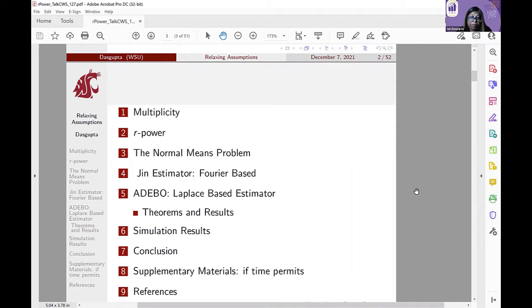But generally, my topic will start with multiplicity, talk about what it is, and introduce R power, and then go into the normal means problem and talk about an existing estimator, which is a Gene Estimator, and then go on to our estimator, which is the Audible Estimator, talk about some results, show why this method works theoretically, and then show this method practically and go from there.